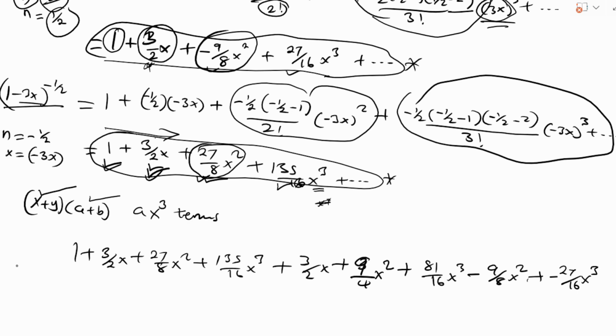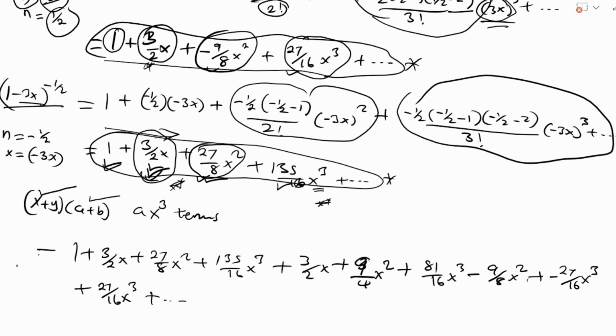We go to the next, which is 27 over 16x to the power 3 times 1, which will give you a value of 27 over 16x to the power 3, and if you multiply again by 3 over 2x, we shall get the value of x to the power of 4, which again we don't want, so we shall stop there.